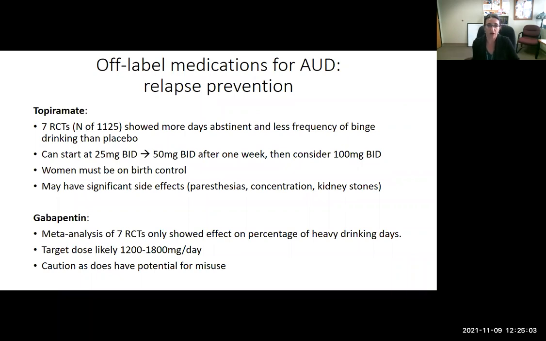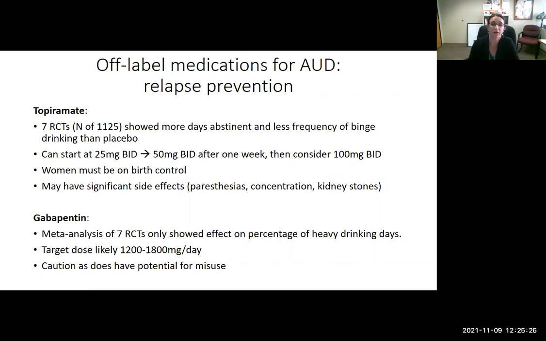And then these are some off-label medications for alcohol use disorder. Topiramate has some evidence. You have to be cautious as far as potential side effects, starting slow and then increasing up as tolerated. Women have to be on birth control. And it may have, again, significant side effects that may not be tolerable for the patient.